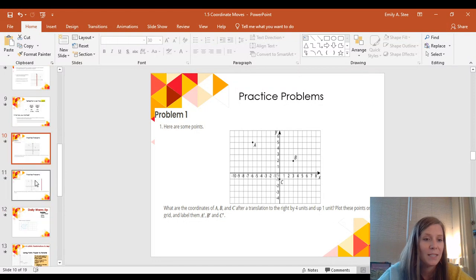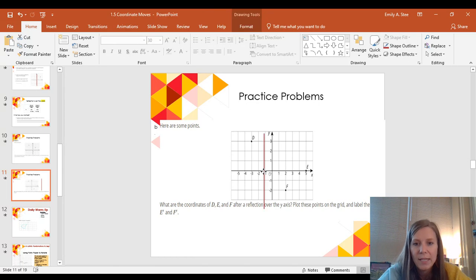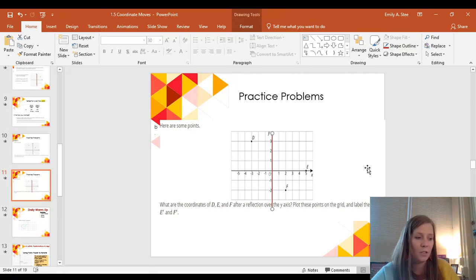The last problem that you are going to work on today is you have 3 points, D, E, and F. We are going to take those and reflect them over the y-axis, which I've highlighted in red. If you need help with this, go back to when you reflected over the y-axis on your paper, okay? These two practice problems are due tomorrow. If you have a question, raise your hand while you work. Good luck.